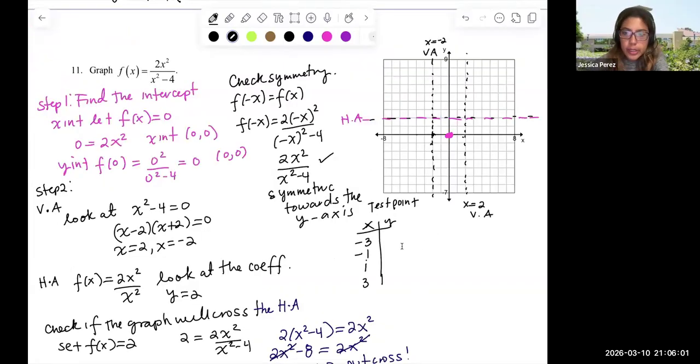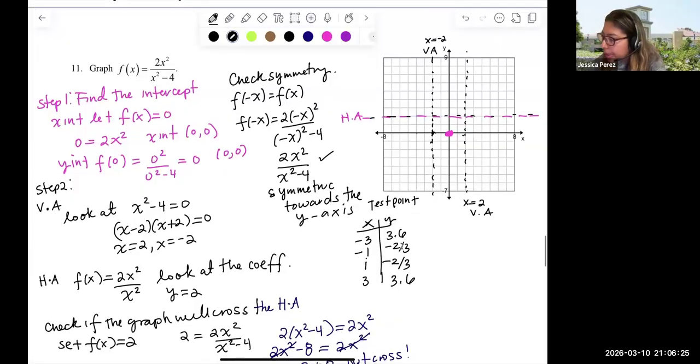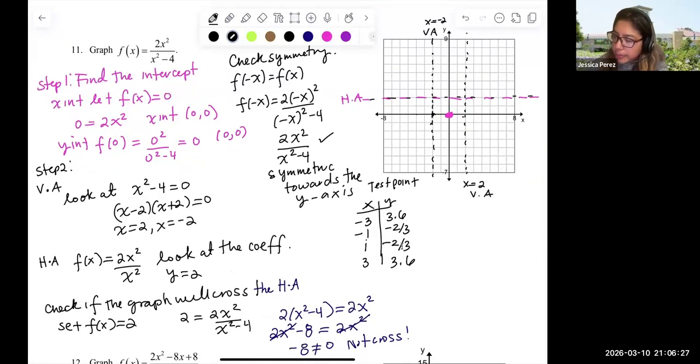Once you've plugged in your solutions, when you plugged in negative 3, you should have gotten 3.6. When you plugged in negative 1, you should have gotten negative 2/3. When you plugged in 1, you should have gotten negative 2/3. And when you plugged in 3, you should have gotten 3.6. And this makes sense because we have symmetry.